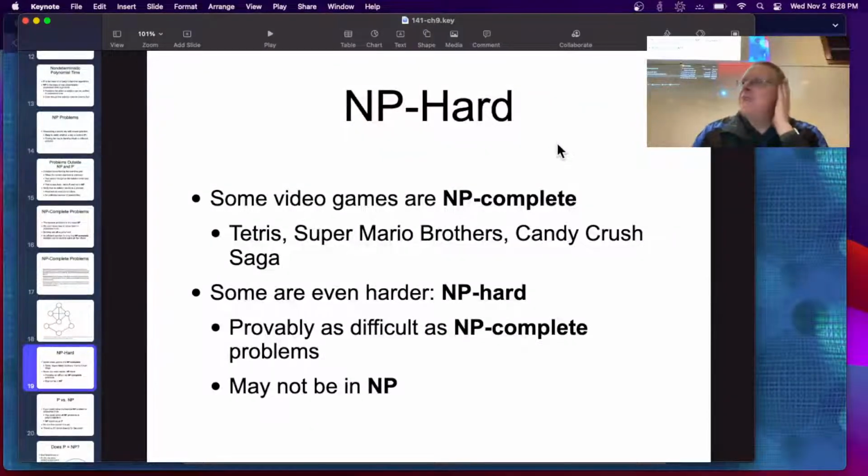Now, some video games are NP-complete, apparently, like Super Mario Brothers and such. They say, and some are even harder. There is a group of problems called NP-hard, which may be even harder than the NP-complete ones, but the only thing they're able to prove is they are at least as difficult as the NP-complete ones. They might be so hard that they're actually not in NP, that you can't even verify the solution.